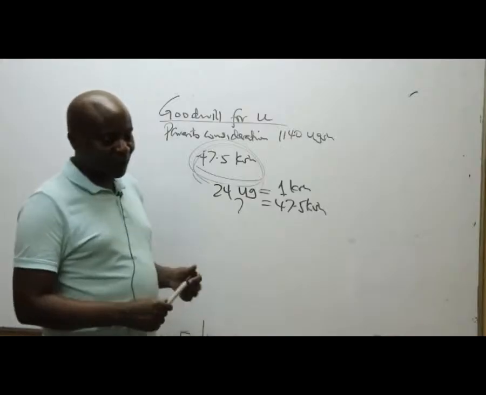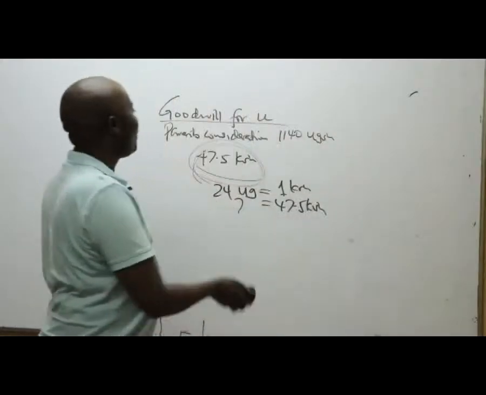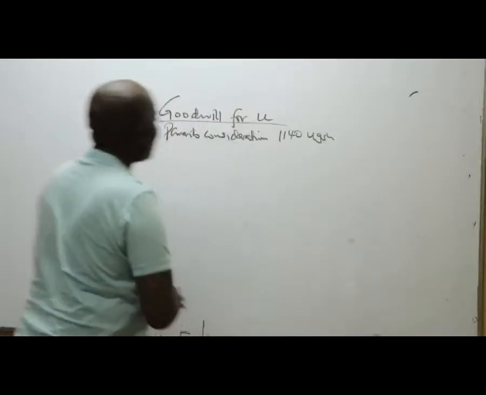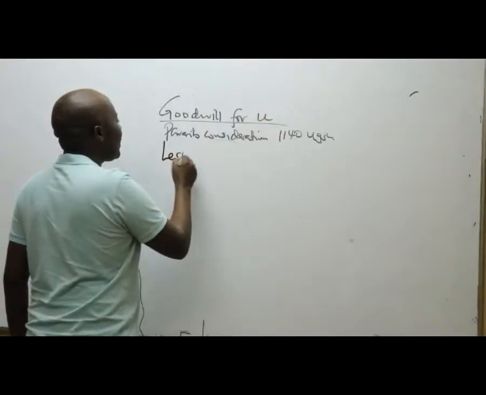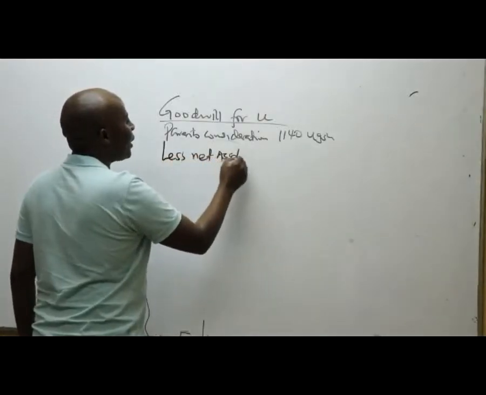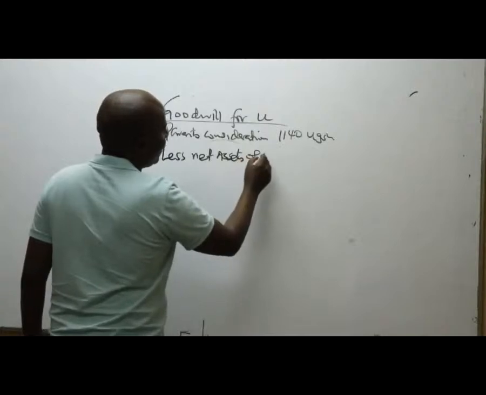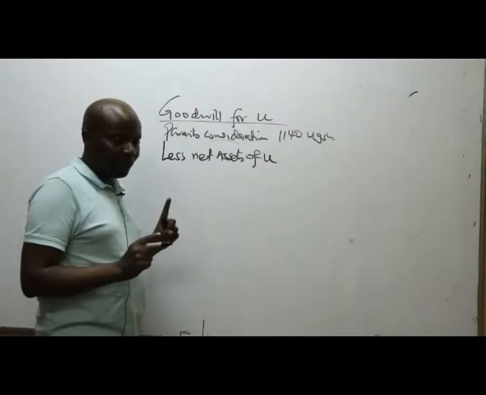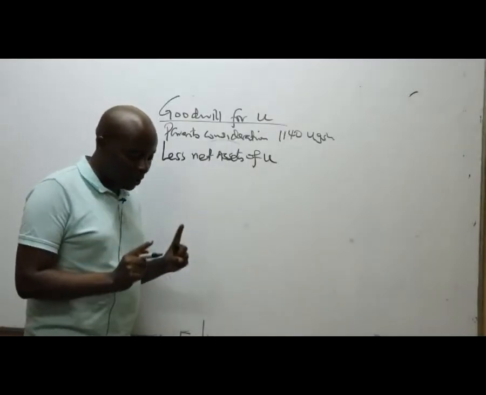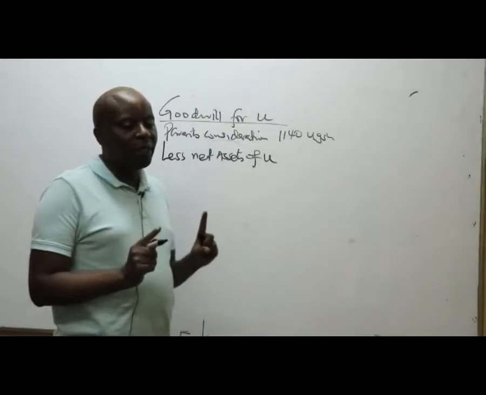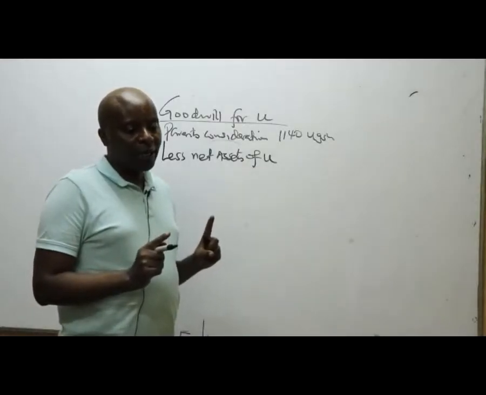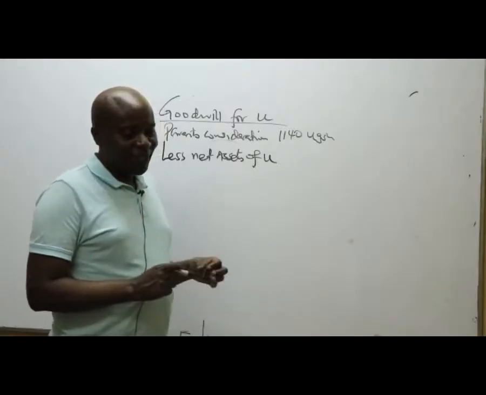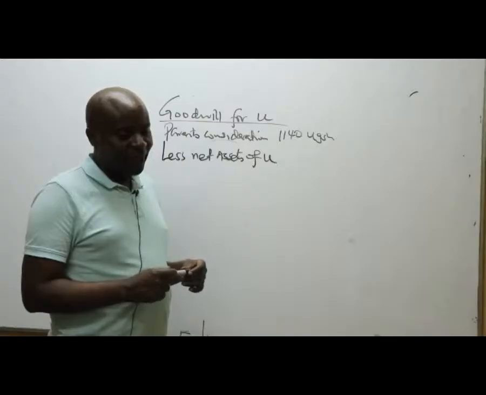It's 1140. So from there, ladies and gentlemen, I'll move with haste and subtract the net assets, the net assets of this Ugandan farm at acquisition date. Are you able to see the value of the net assets of Uganda? Net assets of Uganda, 1800.